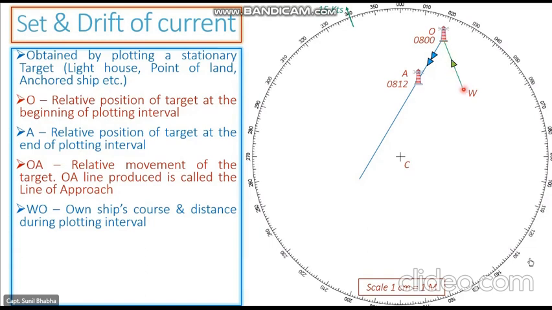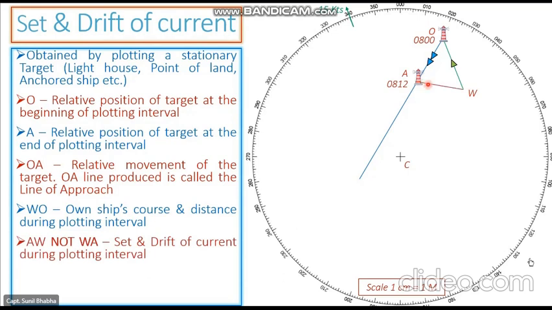Now we also join W to A, exactly the same method which we did when we were plotting a target. So we join W to A, Whiskey to Alpha. You can see the red color vector joining Whiskey to Alpha. Now this red color vector gives us the set and drift of the current. Alpha to W gives us the set and the drift of the current during the plotting interval.